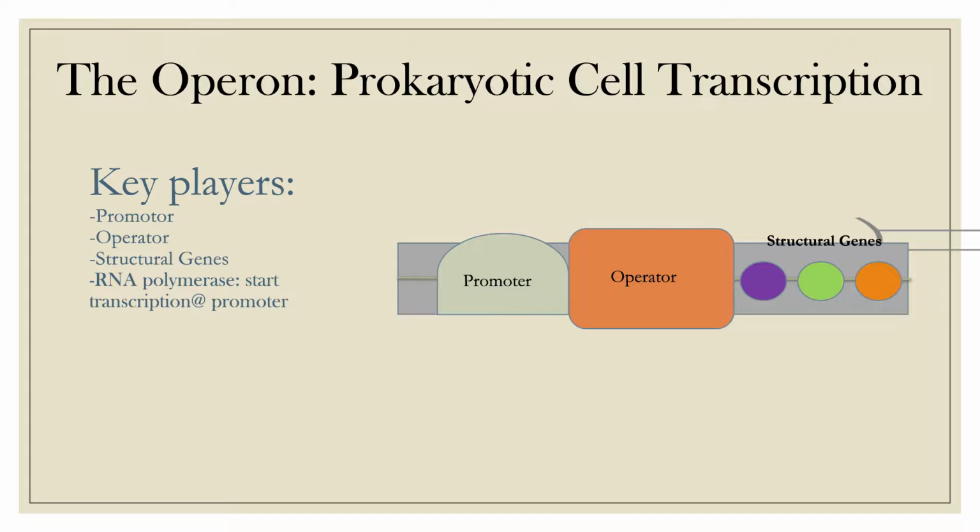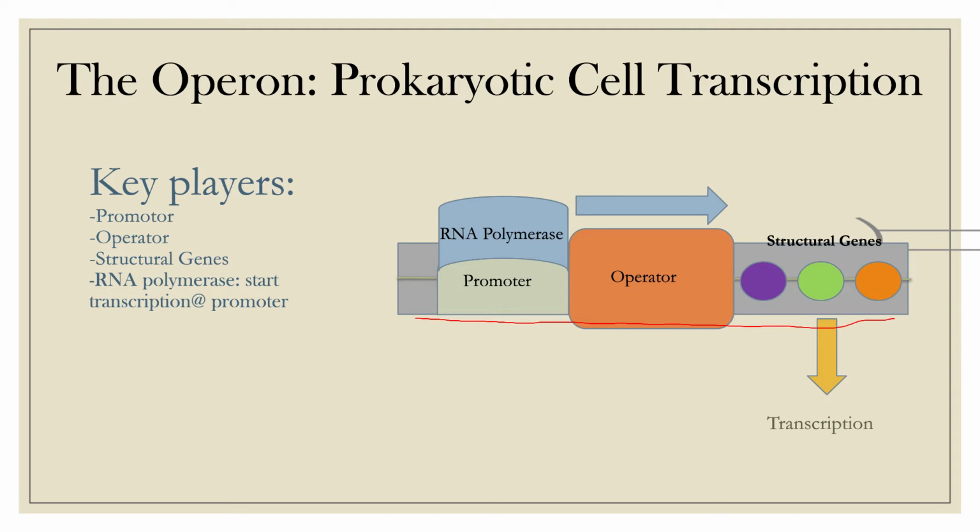So let's get started. We're looking here at the operon and prokaryotic cell transcription. And so you see we have our promoter region laid out along our DNA strand with the operator and structural genes. Now we know that transcription starts when the RNA polymerase binds to our promoter region, and it is going to continue down the DNA strand through the operator region, and it's going to turn these structural genes into an mRNA strand. So that's what we want, but we might be asking ourselves, does this happen all the time?